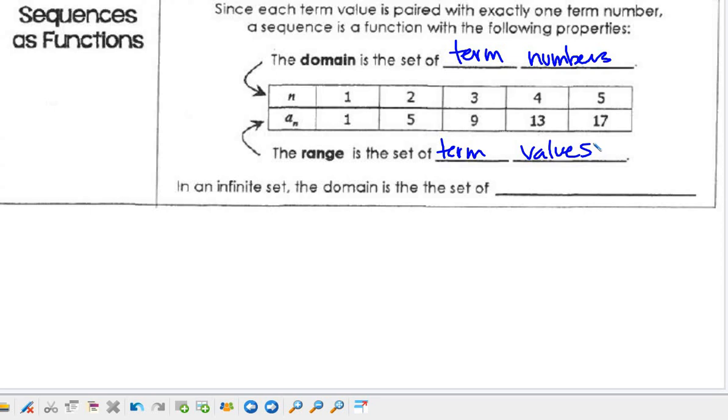So the term number is where it happens in the sequence. The term value is what that value is in the sequence. So we'd have to have the term values to figure out the pattern, right? So the term values are my pattern. The term number is just how it comes in order, okay? In an infinite set, the domain is the set of natural numbers. So remember that natural numbers or the counting numbers start with 1 and go to infinity. So they're just saying if it's an infinite set, then it's just 1 to infinity, right? Because you have infinite terms in an infinite set.